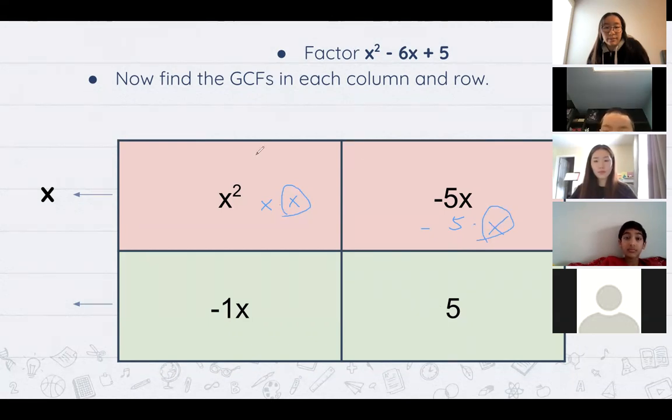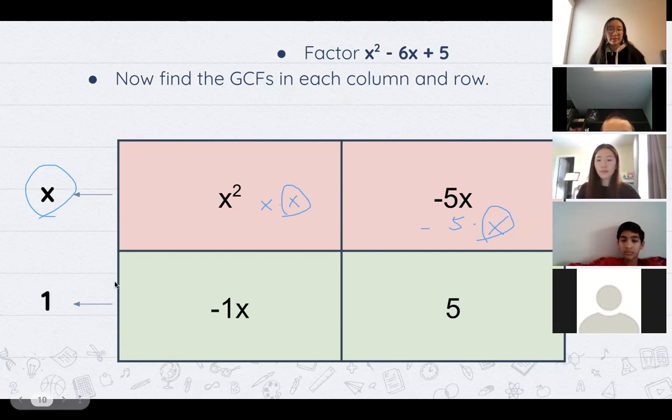So then we can write that to the side over here. And now for the bottom. So we have -1 times x, we have -x and we have 5. So the greatest common factor here is actually going to be 1.